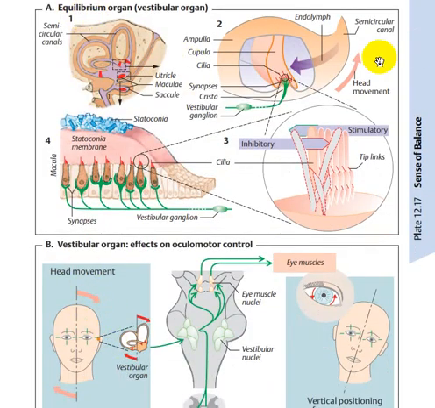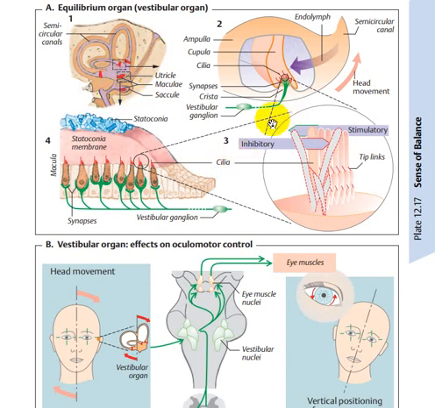Now, this is the equilibrium organ, the vestibular organ. So you have all these. You have the semicircular canals here. After the semicircular canals, at this portion here, you have the utricle. You have the utricle here, here you have the ampulla, and here you have the saccule.